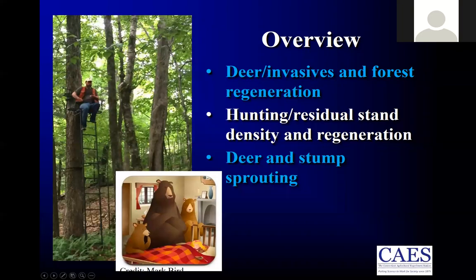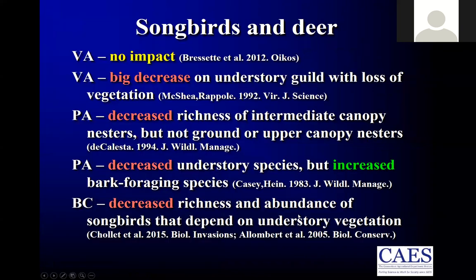So let's go on. We're talking about Goldilocks. How do we have some deer out there, some deer to control those invasive vines, but not too many deer that they're eating the natives? So we decided we wanted to look at areas that had a history of being hunted and areas that had a history of where hunting wasn't allowed. And we also wanted to look at the same time the impact of residual stand structure.